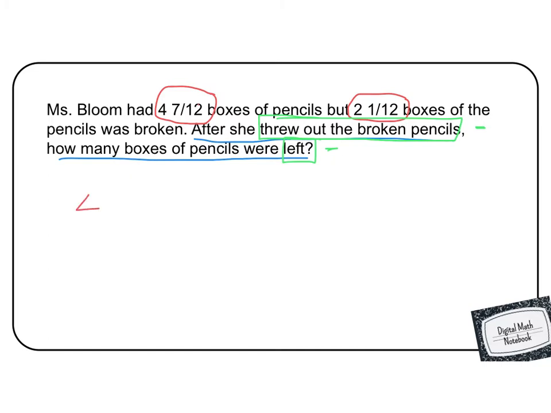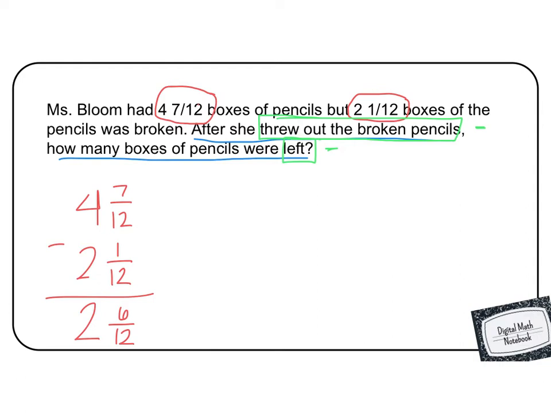We have 4 and 7/12 minus 2 and 1/12. Now let's see, we already have a common denominator. Perfect, so we don't need to find a common denominator. We need to subtract. 7 is bigger than 1, so we don't have to borrow. 7 minus 1 is 6 twelfths, and 4 minus 2 is 2. So we have 2 and 6 twelfths.